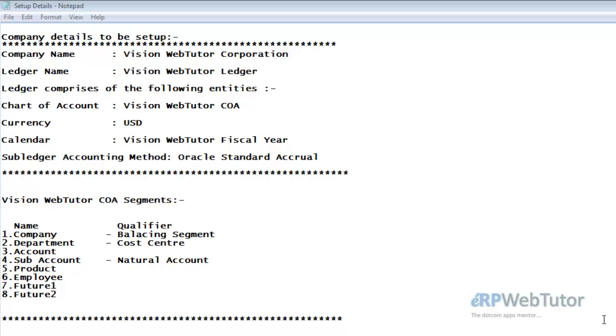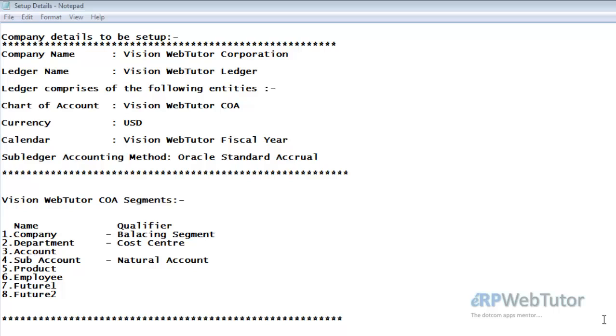Now in this video we are going to understand the structure of the company which we intend to set up in our GL module. Okay, so the name of the hypothetical company which we intend to set up in the GL module is Vision Web Tutor Corporation. Okay, now the ledger name which will be associated with this Vision Web Tutor Corporation will be called Vision Web Tutor Ledger. Right now, a ledger comprises of four entities: chart of account, currency, calendar, and subledger accounting method.